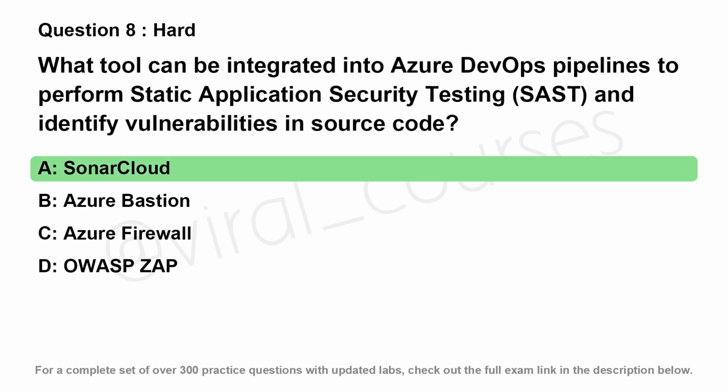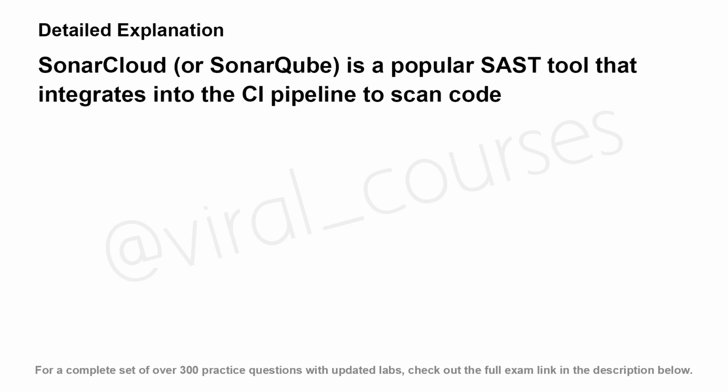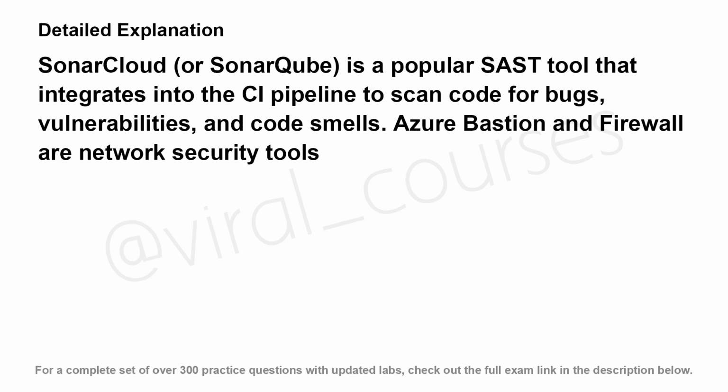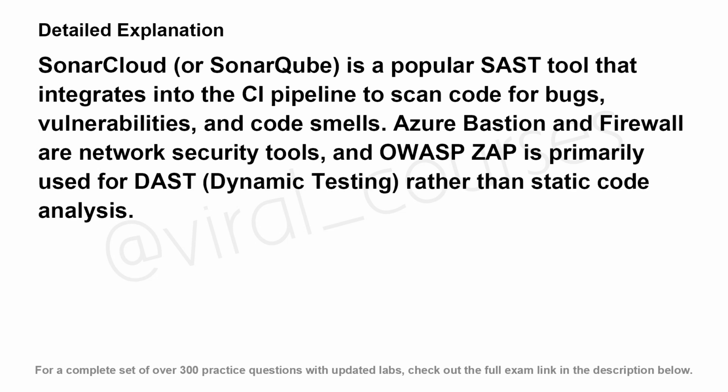The correct answer is A. SonarCloud, or SonarQube, is a popular SAST tool that integrates into the CI pipeline to scan code for bugs, vulnerabilities, and code smells. Azure Bastion and Firewall are network security tools, and OWASP ZAP is primarily used for DAST, dynamic testing, rather than static code analysis.